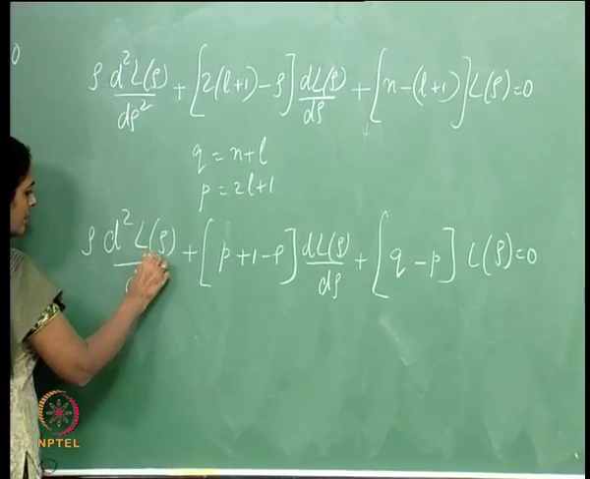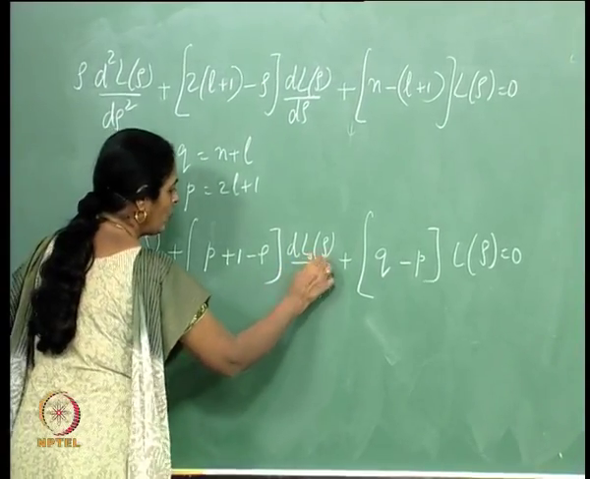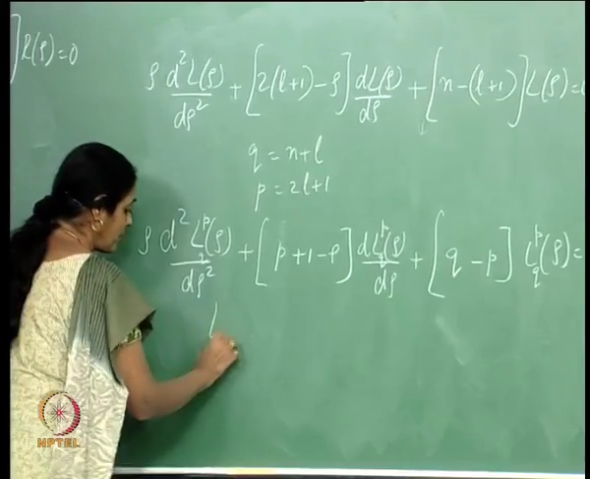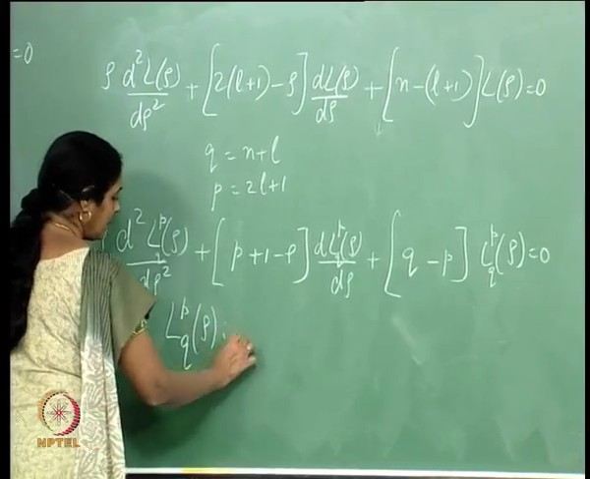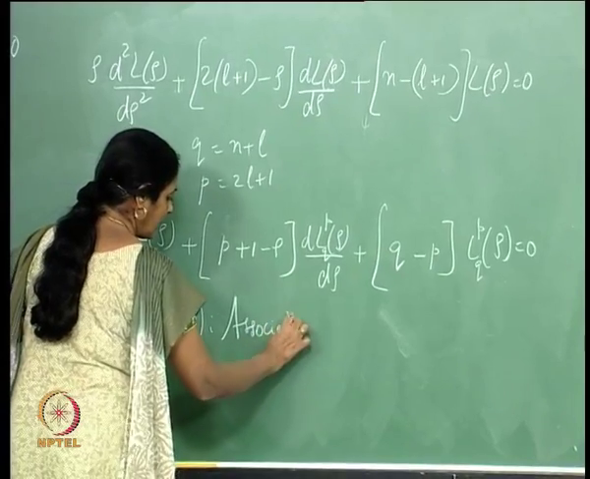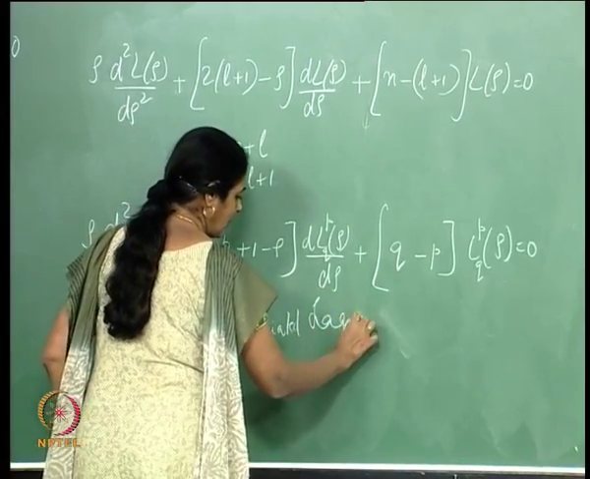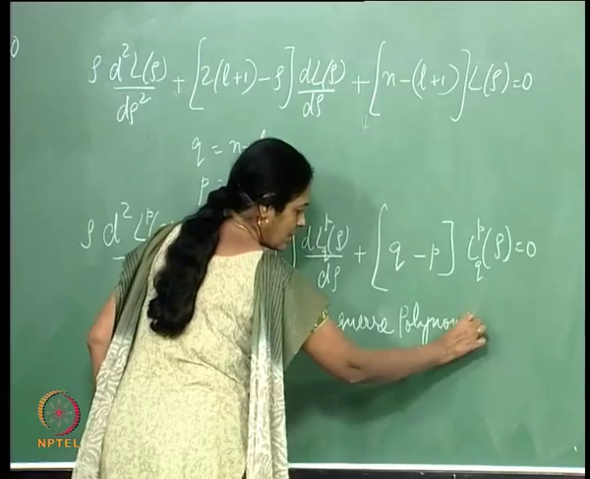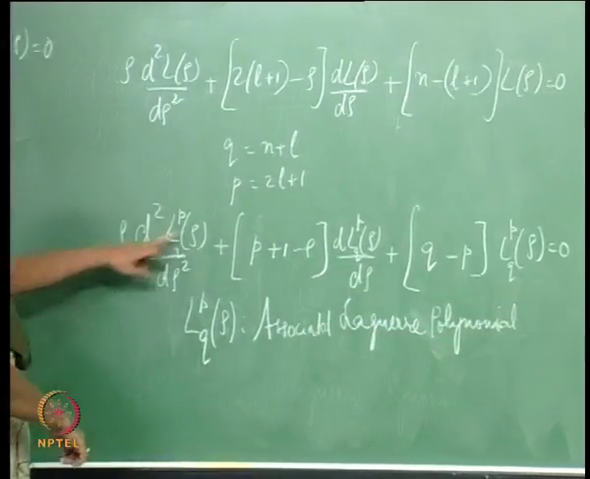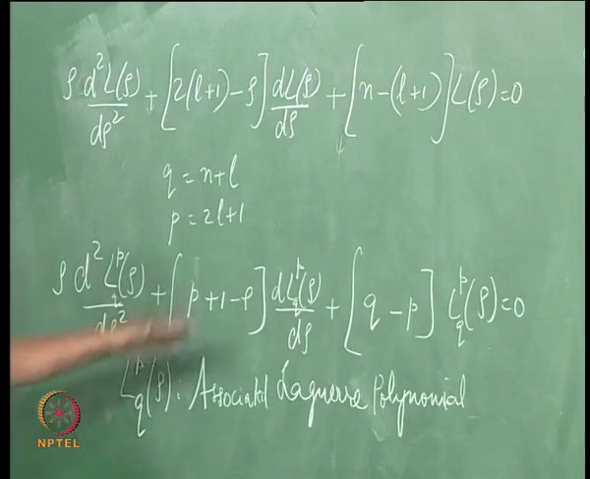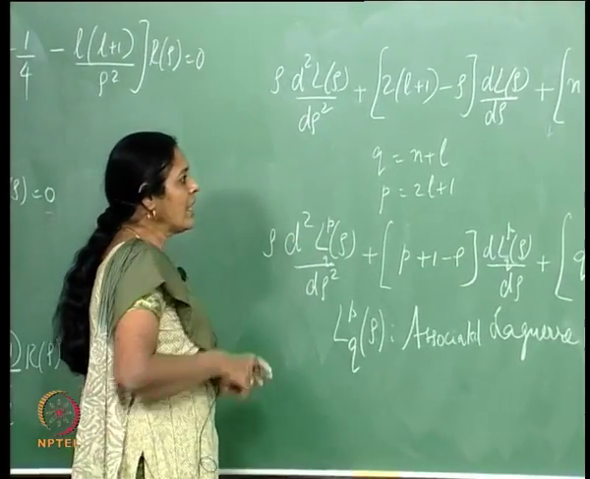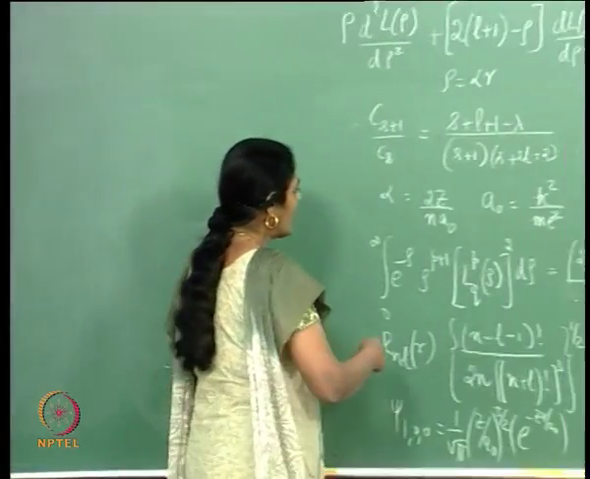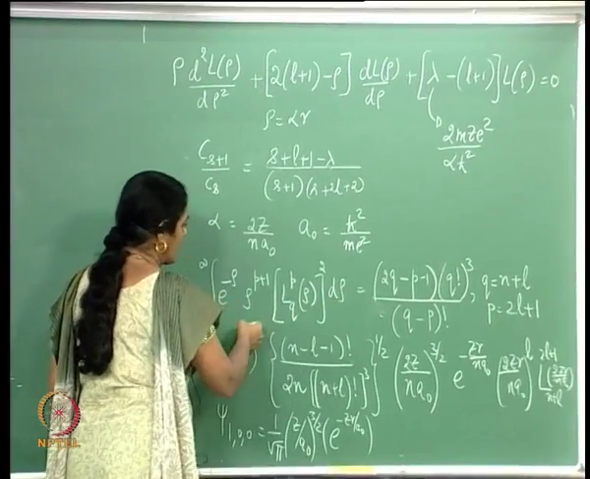And indeed, L q p of rho is the associated Laguerre polynomial, which is really defined for rho going from 0 to infinity, as in this case. So actually in the hydrogen atom problem, the radial equation turns out to be the associated Laguerre polynomial, which satisfies the following orthonormality property.